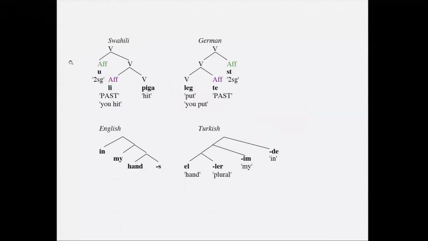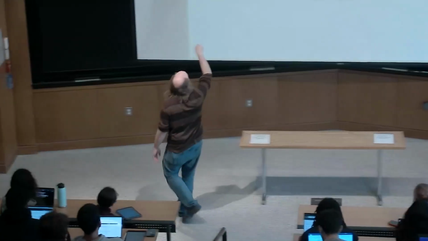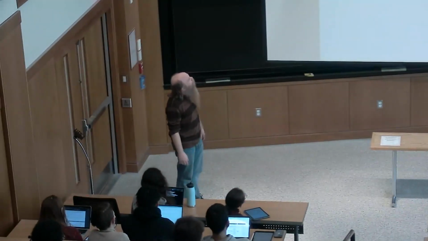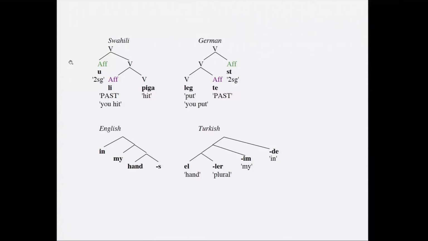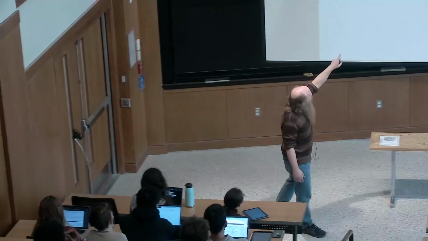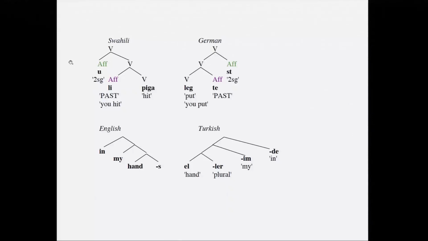Or similarly, there are various places where a pair of expressions can differ in all kinds of ways, including whether you're looking at prefixes or suffixes. So here's Swahili for you hit, and German for you put, and abstracting away from the fact that one of them is hitting and the other is putting, in Swahili, those are prefixes. In German, they're suffixes, but the order in which everything is merged is the same. Or in English and Turkish, in my hands, and the Turkish version of that, ellerimde, the Turkish morphemes are bound, the English morphemes are free, but the morphemes are being merged in the same order.